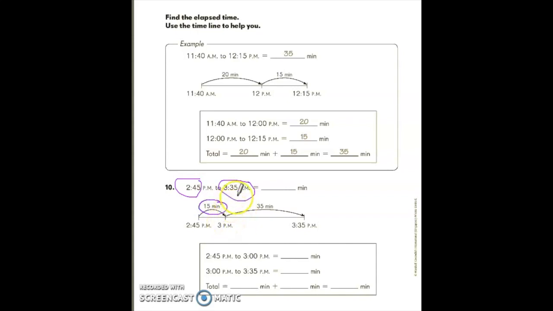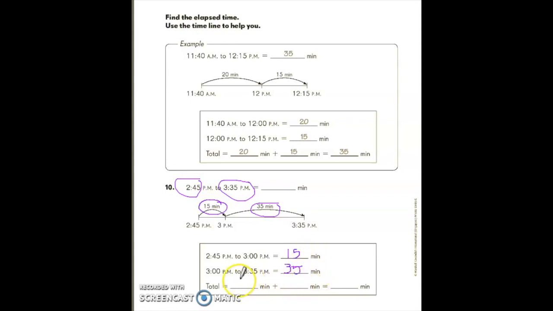Then from 3, we need to go to 3:35. So we make 3:35 and that's going to be an additional 35 minutes. So we write our 15 minutes over here because 2:45 to 3 o'clock, it's 15 minutes. 3 o'clock to 3:35, it's going to be how many? That's right, it's going to be 35 minutes. And we are going to add these together.